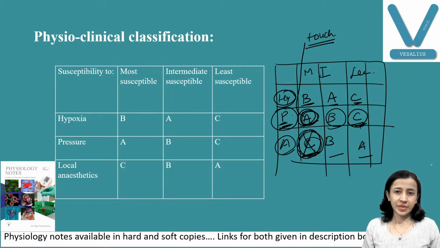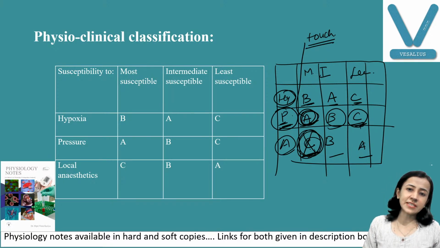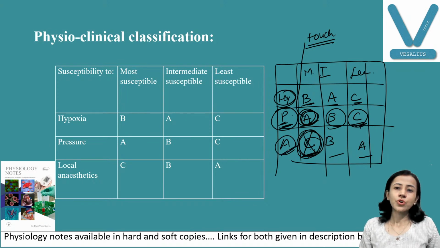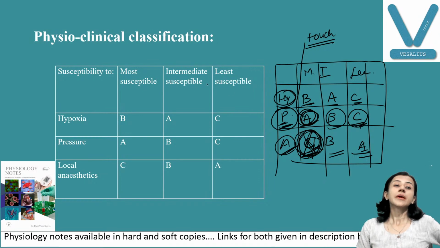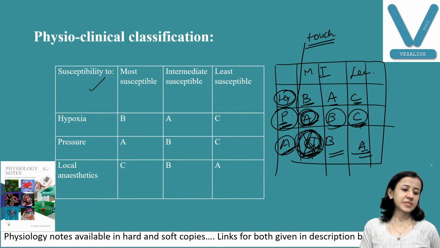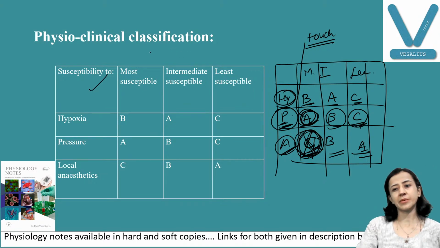Am I clear? Same way, when we give anesthetic drugs, which fibers will go? Fibers of pain will go, and fibers of pressure and touch will remain. So this is the importance of susceptibility. Okay, try to remember this table.